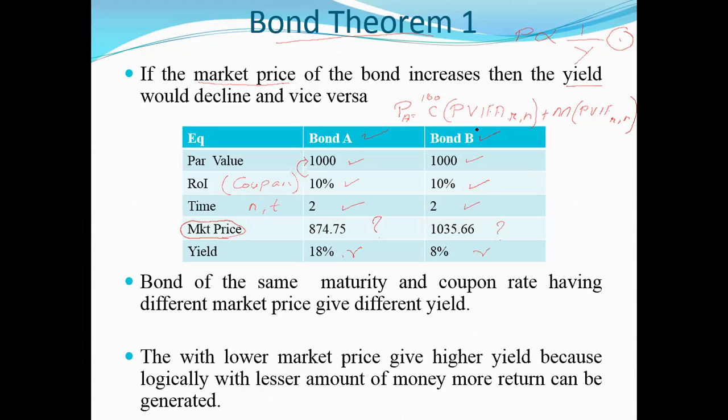Can somebody do this? Find out the present value in terms of annuity for R. R is what? 18%. For N, what is N? 2 years. Find out the value and tell me what is the price of the bond.